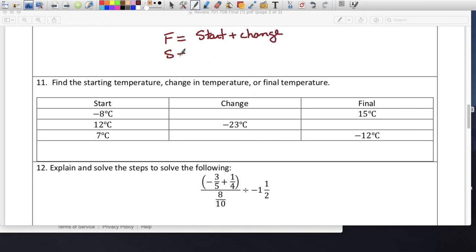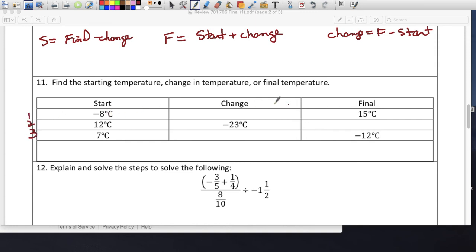What's start? Start equals final minus change. Actually, I'm going to write it inside, so that's fine. And then start equals final minus change. It just helps knowing these. And then change equals final minus start. So look at these three. We have 1, 2, 3 problems.